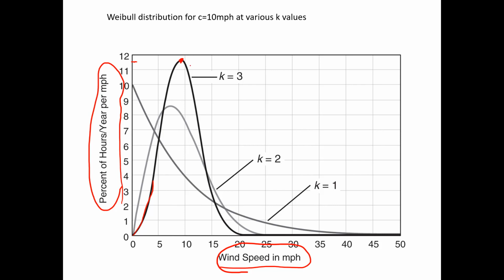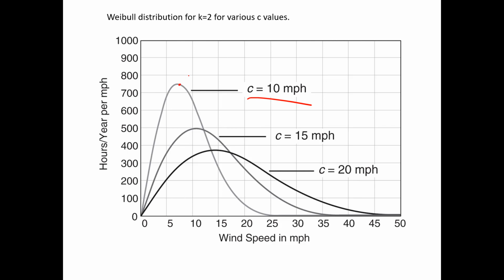So it's used as a way to, again, quantify the amount of wind energy available. So this Weibull distribution is a basic probability function that's used to quantify the amount of energy available by wind.